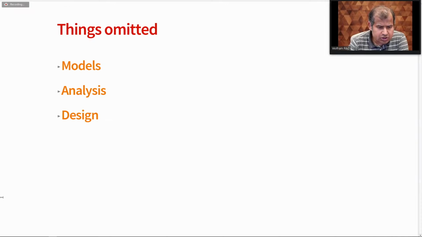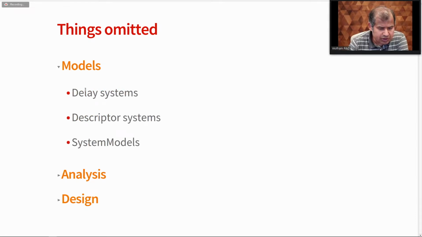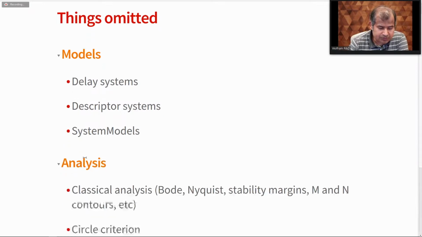Okay, so that's all that I wanted to present, but I've omitted several things. We have support for delay systems, descriptor systems, and I've omitted this whole area of system models. It's very vital for control design, especially for large systems. That's where you would model the systems and then bring it into Mathematica for analysis and control design.